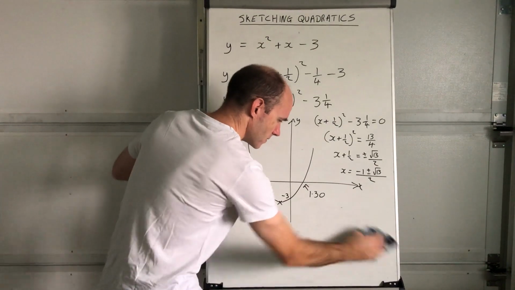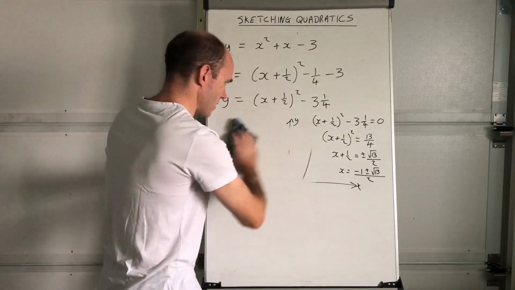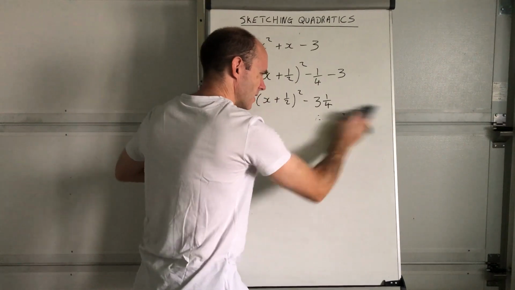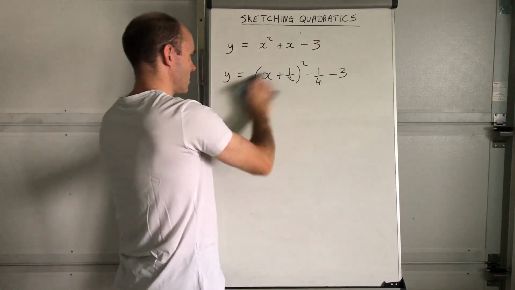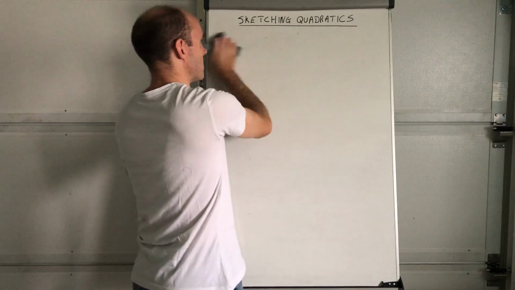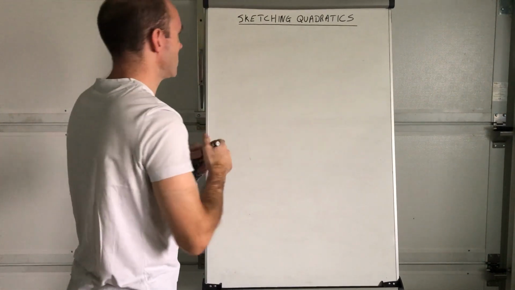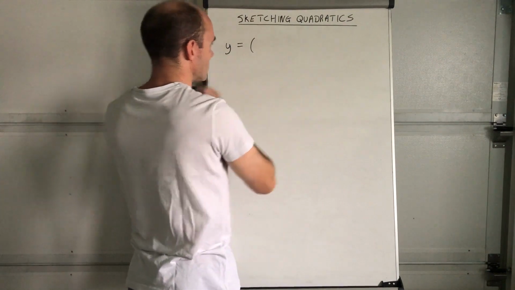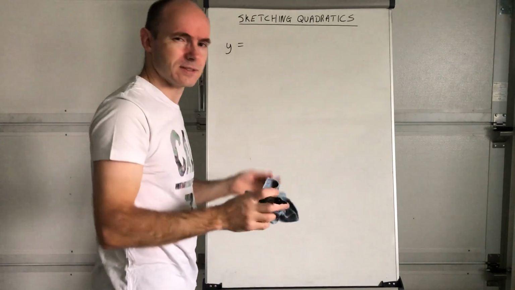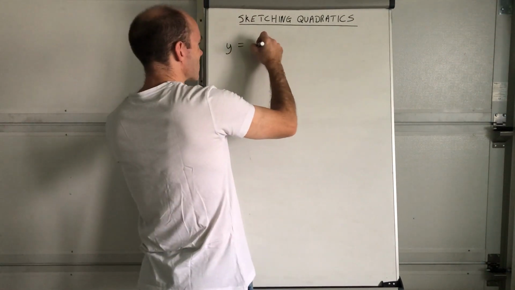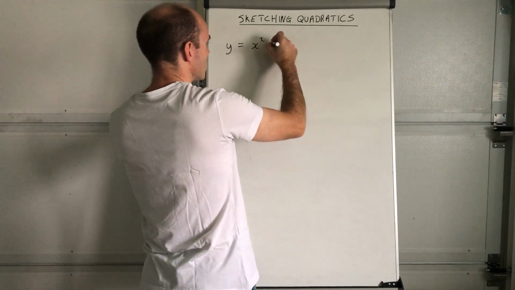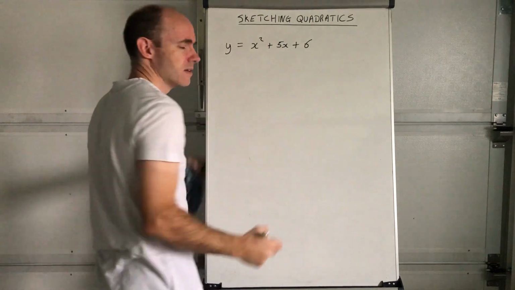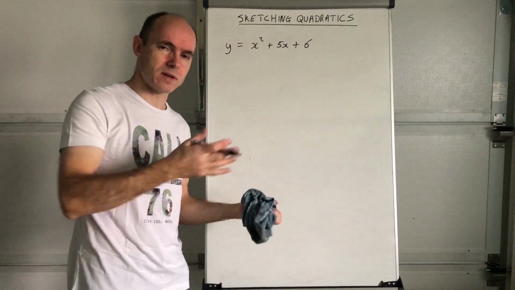Let's do another one. And just in case you found that a little bit hard, I'll do an easy one next, just to raise your confidence a little bit perhaps. So let's do y is equal to x squared plus 5x plus 6. That's an easy one because I've given you one I can factorise.